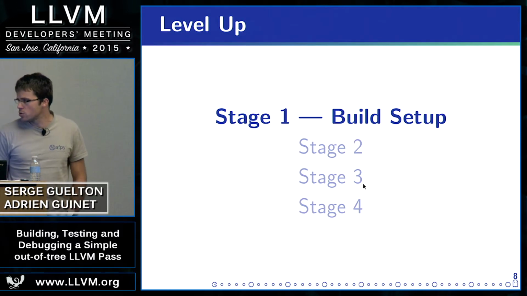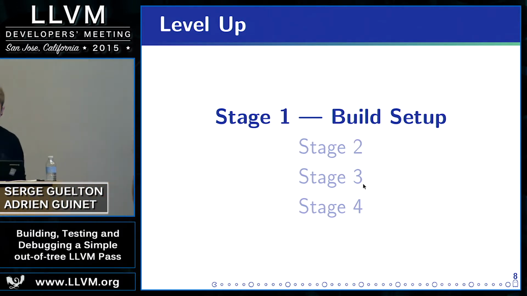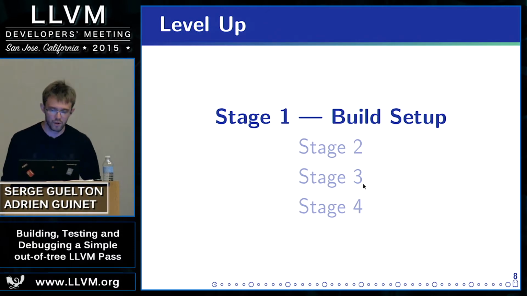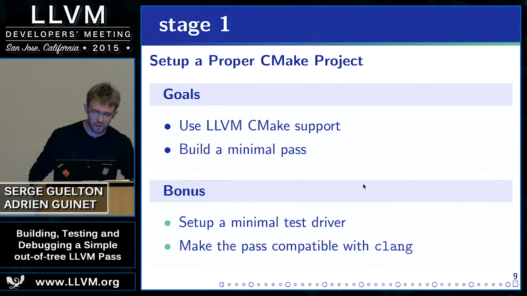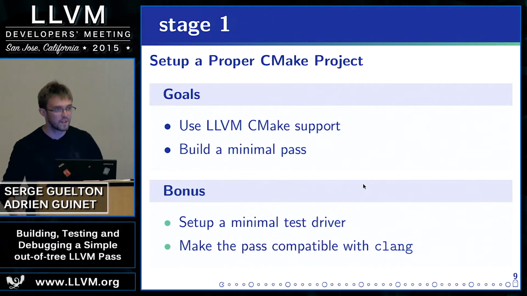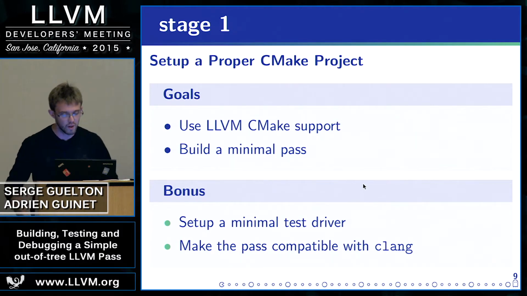And then it's up to Adrien to talk. Thank you, Serge. As we said, the first thing we have to do is create a cmake project. To do this, we're going to use the LLVM cmake support, which is pretty advanced. We're going to create our project, see how we can register our pass with opt, and how we can also register it with clang.